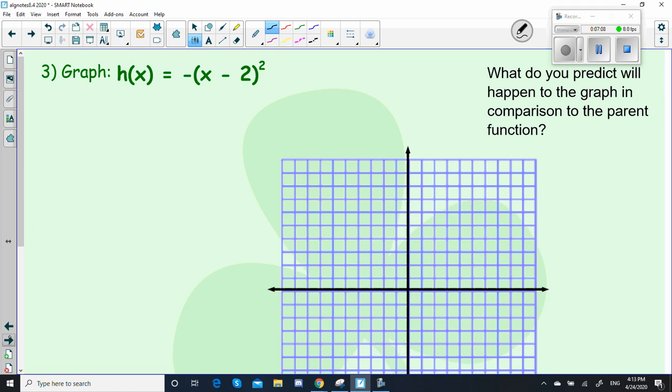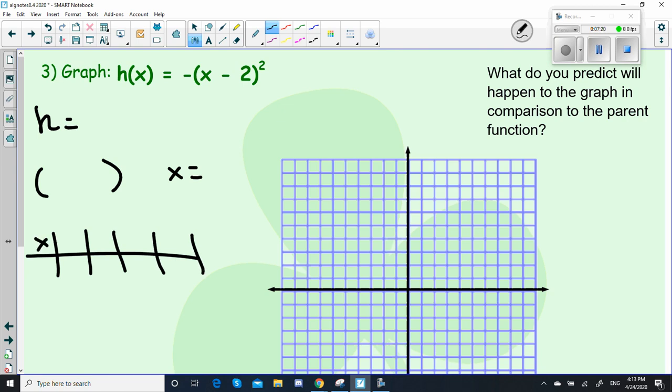All right, I would like you to push pause and give this a try. I want you to tell me what h is, what the vertex is, what the axis of symmetry is, make a table, and draw the picture. Also the domain and range if you haven't done that already.